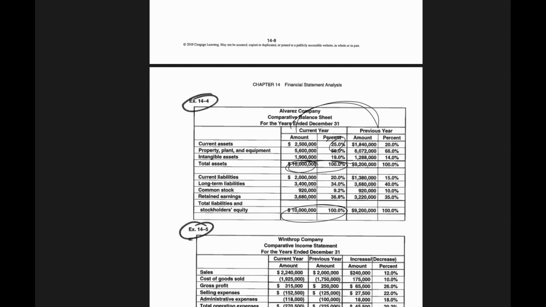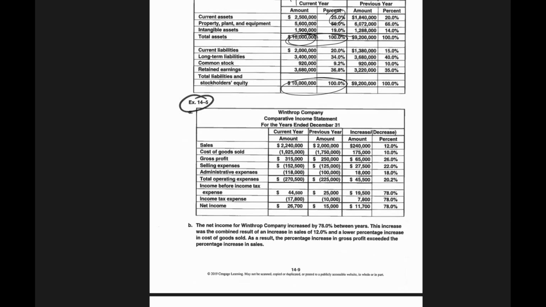Number 5 is the first time now we're looking at horizontal. So what we do here in this case is we put all our information in as presented in our exercise, and then what we're doing is taking the difference between the current year and the previous year and getting an increase or a decrease, and then we take that amount and we calculate the percent of increase or decrease.